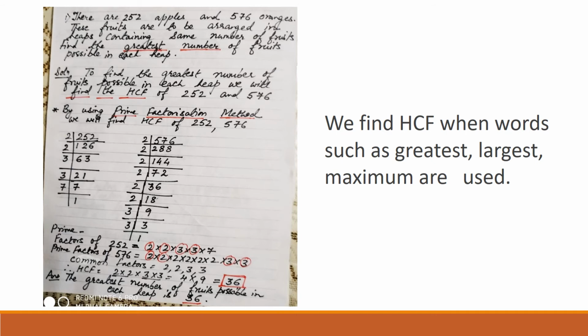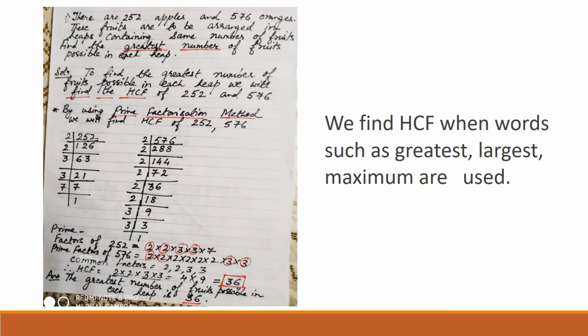And the prime factors of 576 are 2 into 2 into 2 into 2 into 2 into 2, 2 how many times? 6 times, into 3 into 3. Now common factors are 1 times 2, 2 times 2, 1 times 3, 2 times 3. So 2, 2, 3 and 3. Now HCF is the product of the common factors. So 2 into 2 into 3 into 3. So 2 twos are 4, 3 threes are 9. So 4 into 9, that is 36.